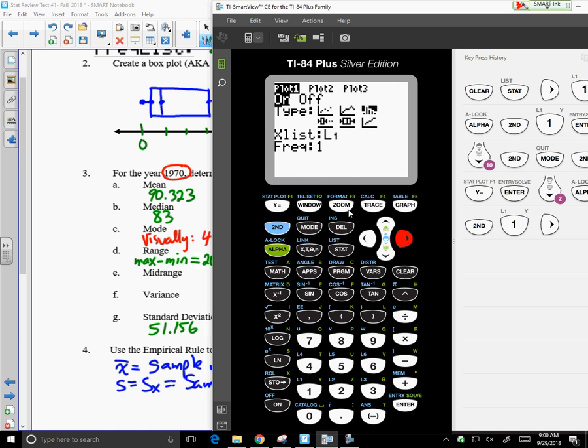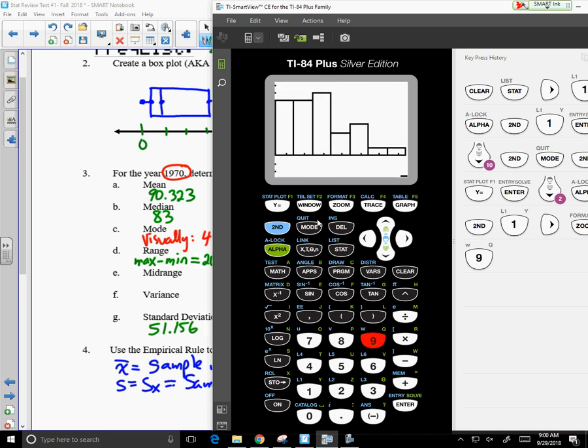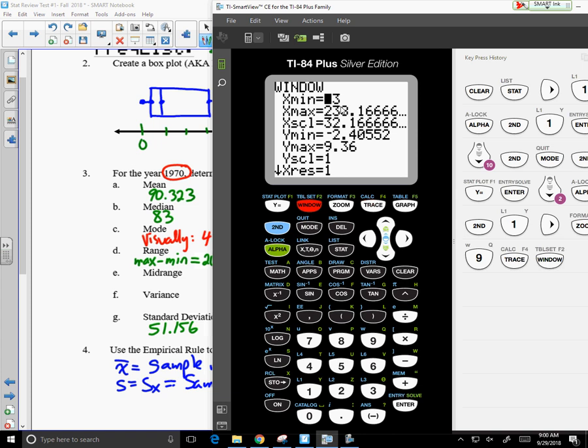All right. You could do the zoom 9. It'll give you a histogram. That histogram is based on intervals. So if you hit trace, it's going from 13 to like 45. I don't want that. What I want in my window is to go by ones. And then hit graph again.